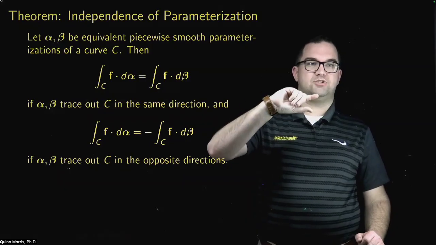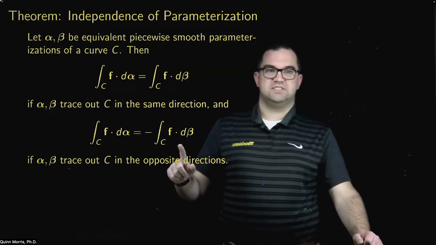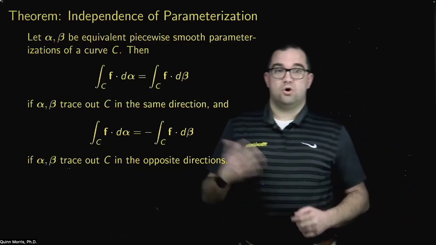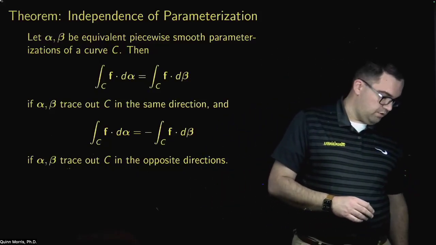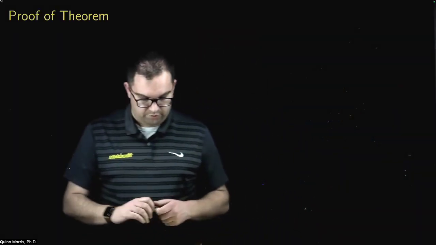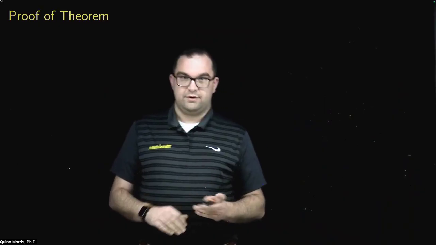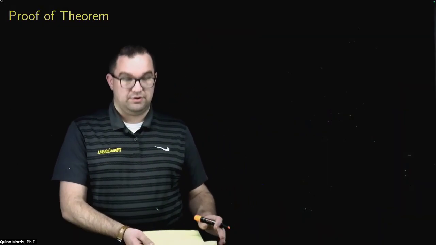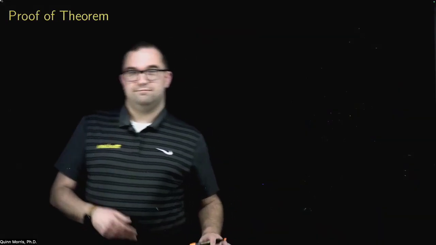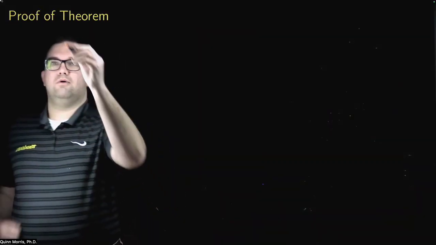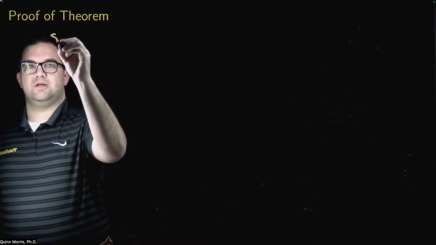So if you just swap directions, you're just going to swap the sign on your line integral. Okay. All right. So we want to prove this theorem, and it actually turns out that the proof of this theorem is fairly straightforward. It does not require any major results. It is really just a consequence of the chain rule or U substitution, depending on how you want to think about it. So let's sketch out the proof here.